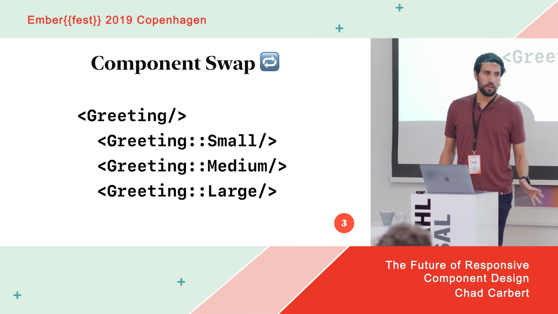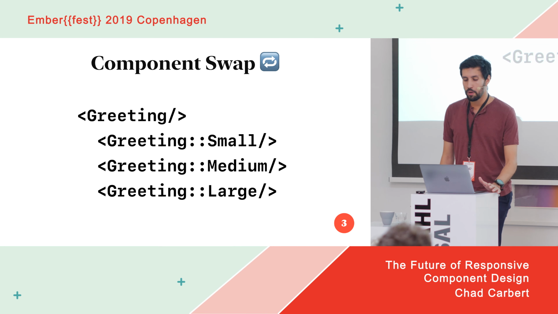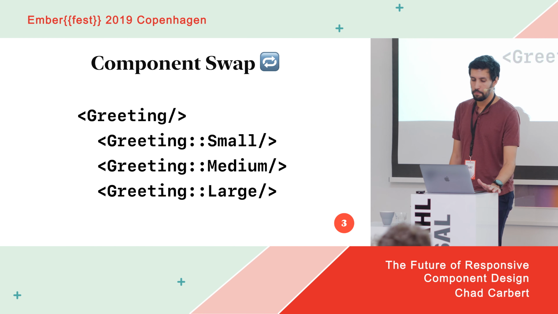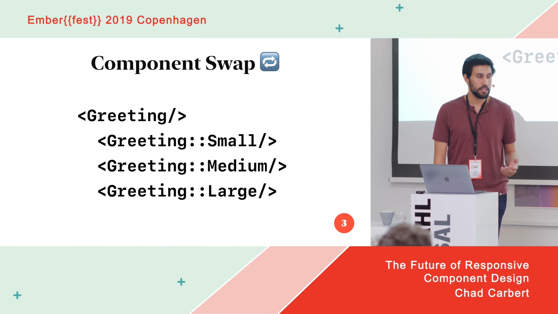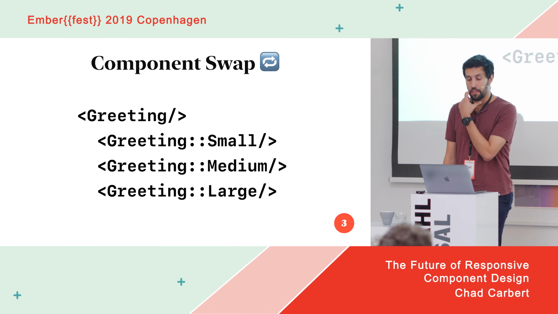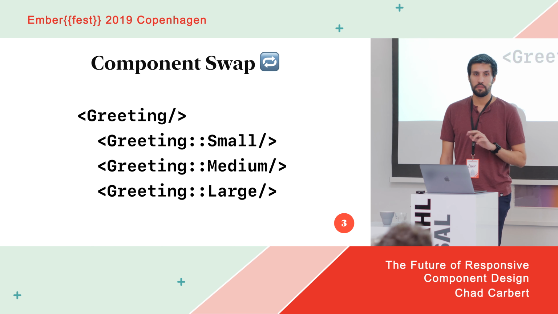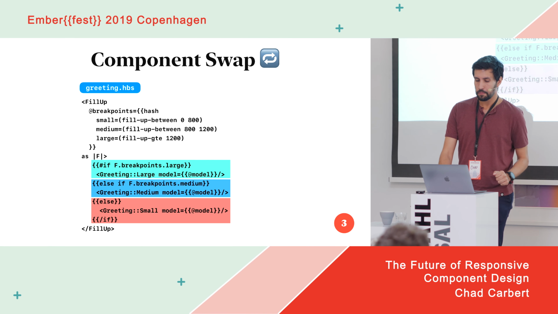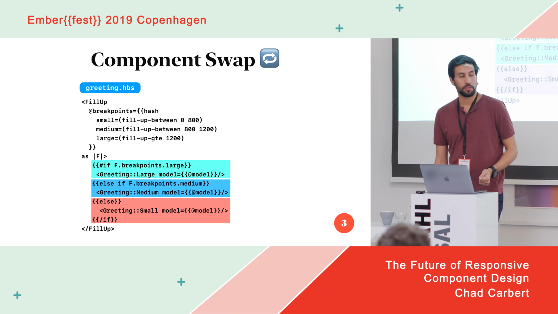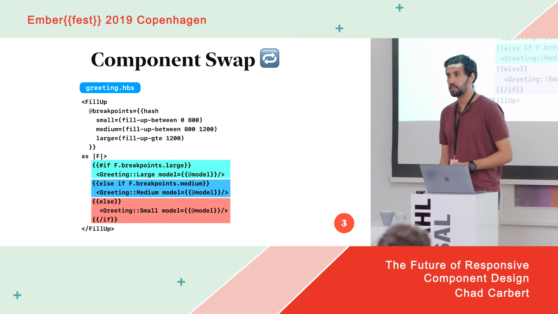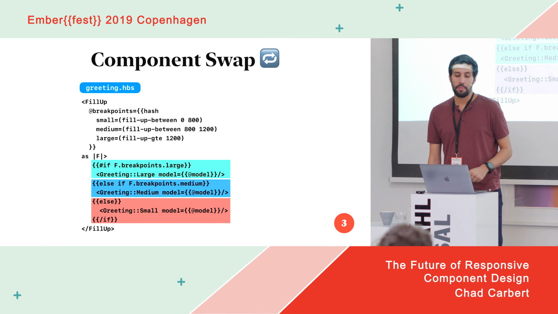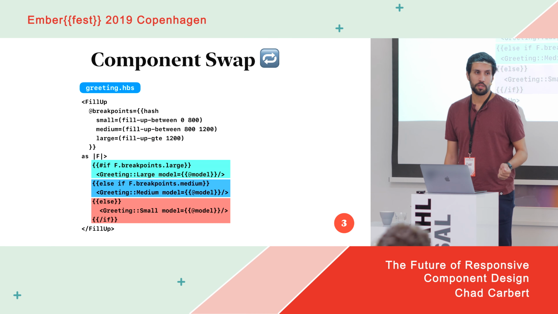Lastly, our third strategy for making responsive components is what I'm calling the component swap. The idea here is that it's actually easier to have a parent component that then wraps and swaps between the different underlying children components for the various breakpoints. For this strategy, like the others, we are defining our breakpoints on the fill-up component. We're yielding out that same F object that gives us access to our breakpoints. And then based on each breakpoint, we choose which component to render.